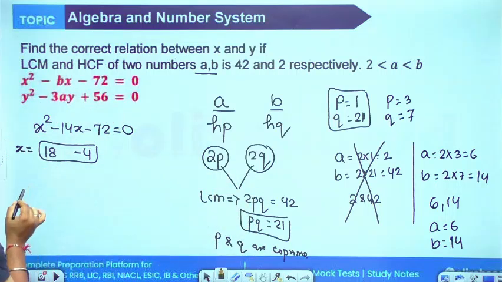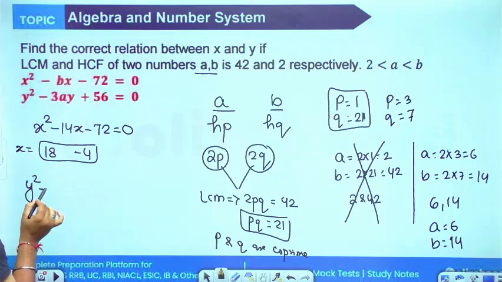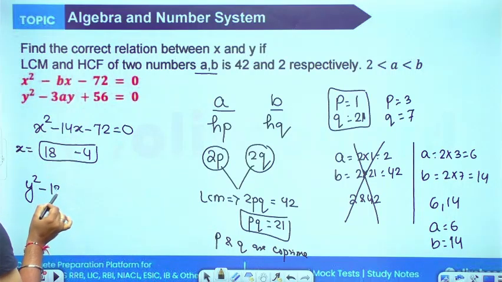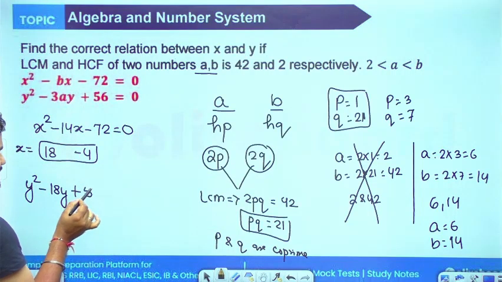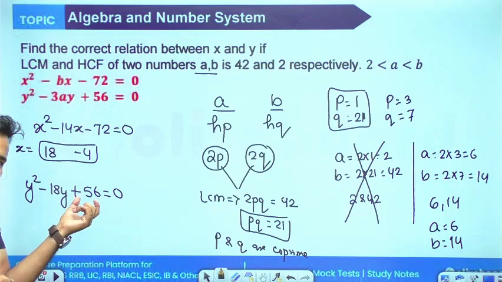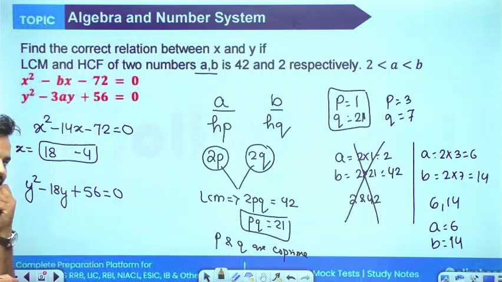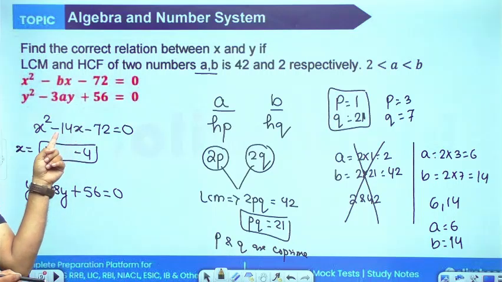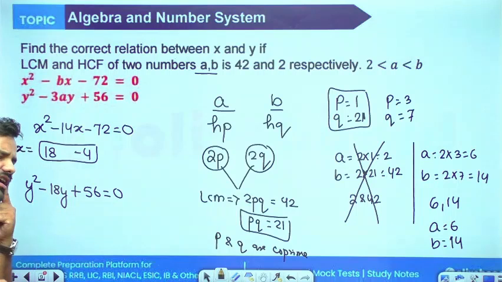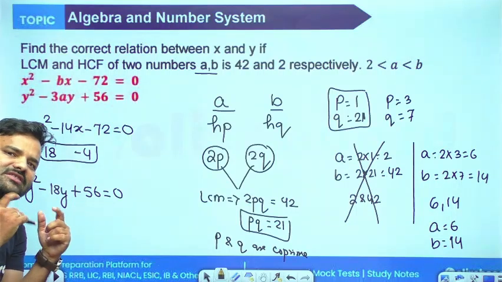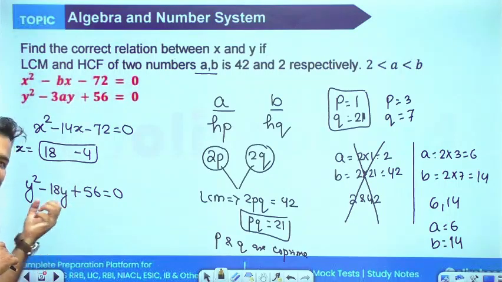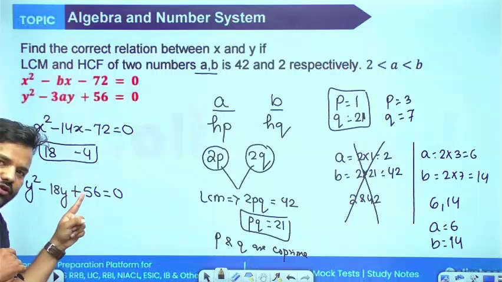And what about this? y square minus 3 into A, put A equal to 6. So 6 into 3 is 18y plus 56 is equal to 0. Look at this. On product I should be getting 56 and on addition I should be getting 18. The product of two numbers should be 56, meaning 7 and 8. And 7 plus 8 is 15, not possible. 14 and 4, 14 into 4 is 56 and 14 plus 4.